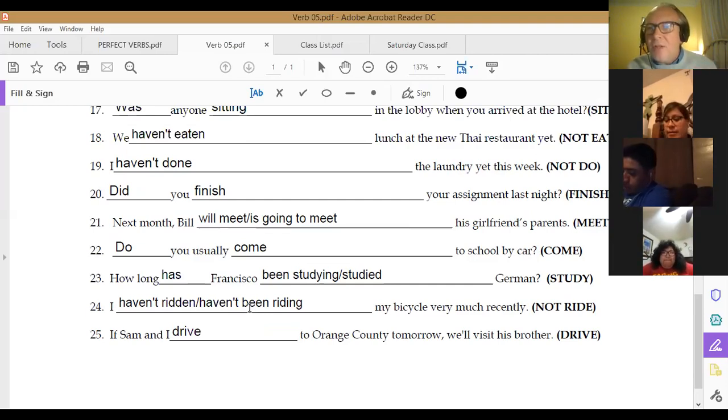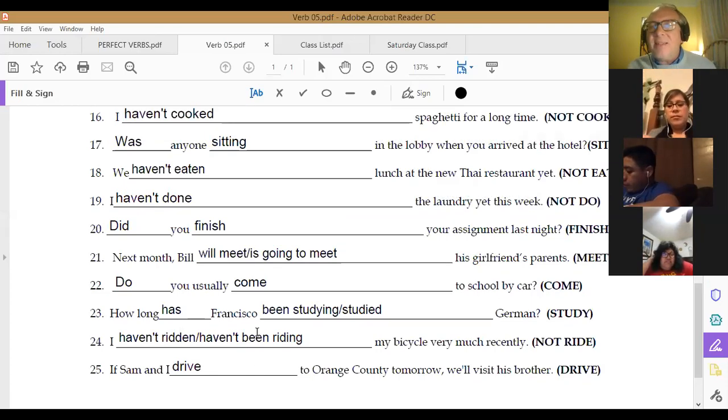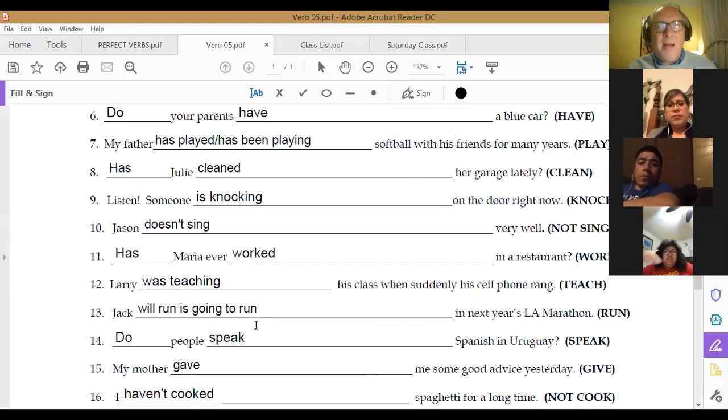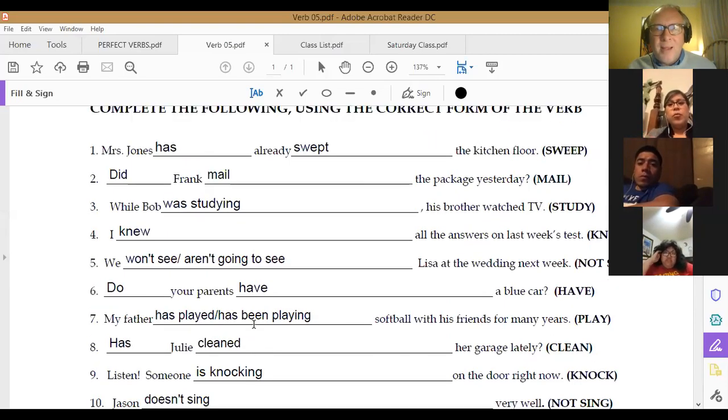Every day I'm going to send you this in your Remind app so you can print it out and do it ahead of time if you want to. Again, I know not everybody has a printer, so don't panic if you don't have a printer. We can do it just together. But you can at least have it on your phone and you can look at it before. Okay? No problem there?